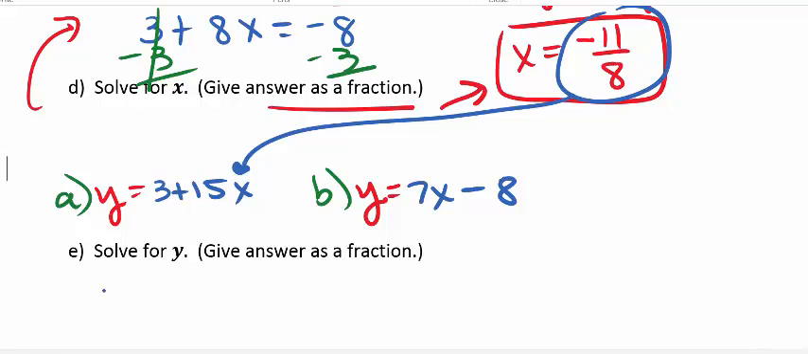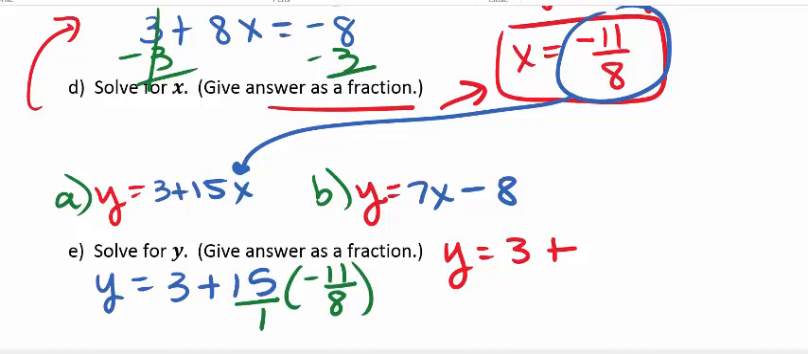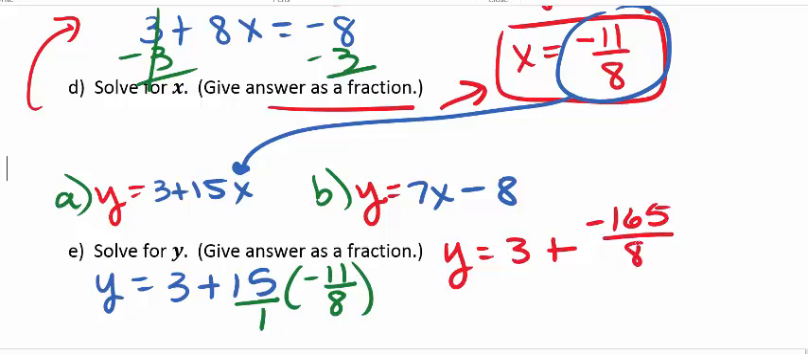So I'm going to rewrite this as y equals 3 plus 15, and in place of x, we'll substitute a negative 11/8. Now we're going to solve for y. First, we can put a 1 underneath the 15, make it look like a fraction, and since we have to multiply these fractions first for our order of operations, we have to multiply before we add. I'm going to rewrite this as 3 plus, and go ahead and multiply across. So 15 times negative 11 is a negative 165. And then 1 times 8 is 8.